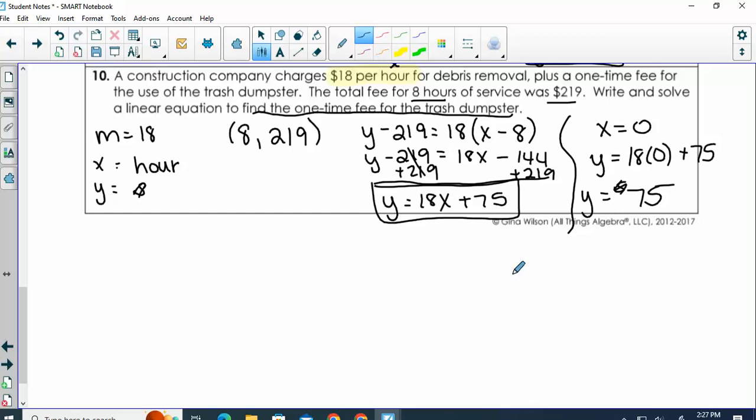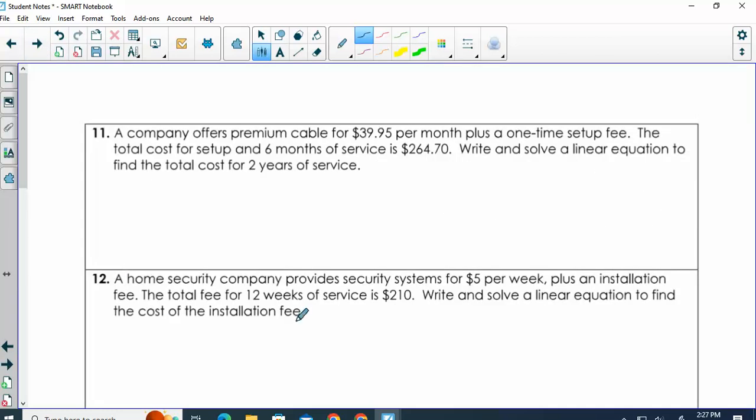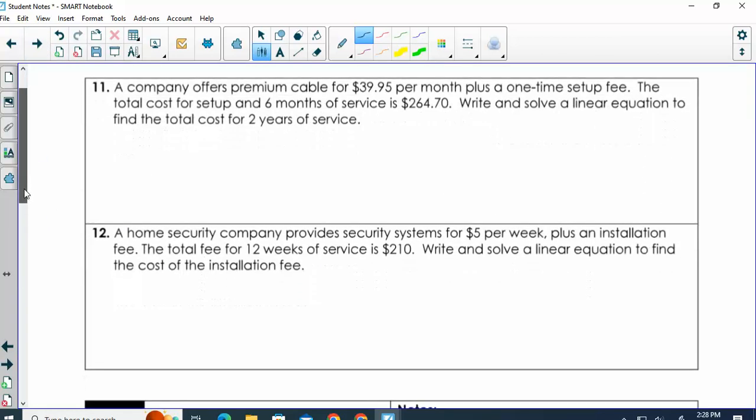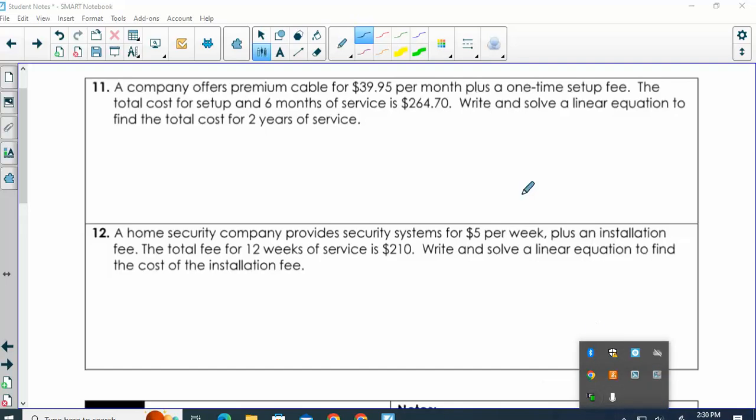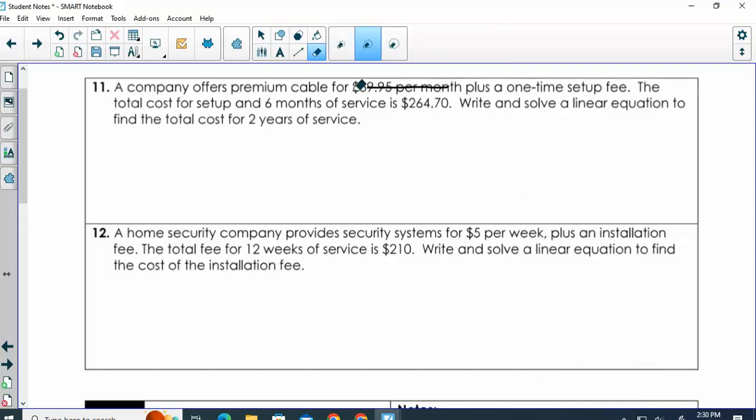All right. Why don't you guys take a look at the next one, see if you can identify your slope, your x and y, and the point. Okay, if you don't get the whole thing done, that's fine, but go ahead and see how far you can get with it. So the slope, we have $39 per month. So that's the slope.